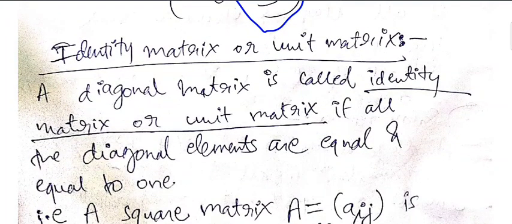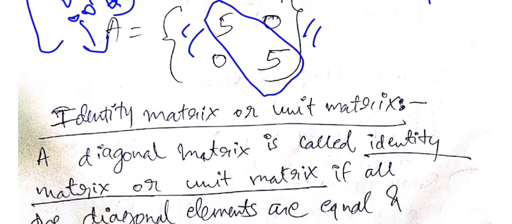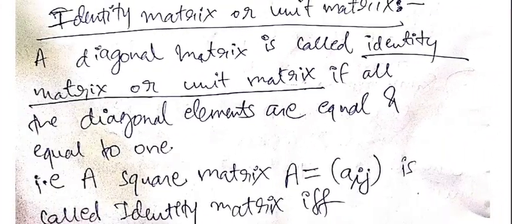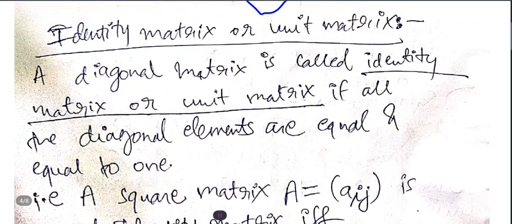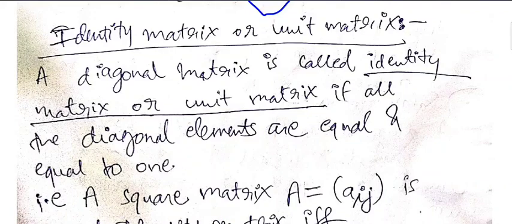And now there is one more definition of identity matrix. Identity matrix or unit matrix, you can clearly see this written over here: a diagonal matrix is called an identity matrix or unit matrix if all the diagonal elements are equal and equal to 1. I have already told you all this.